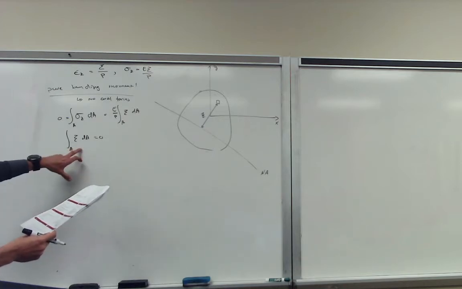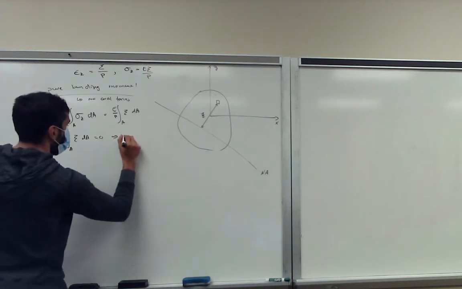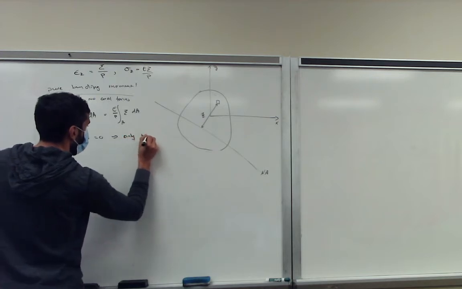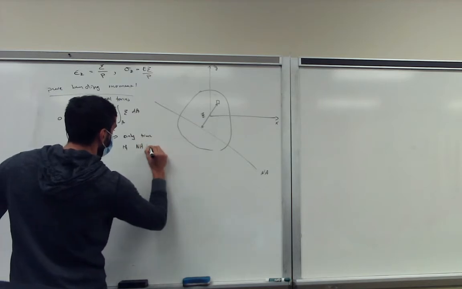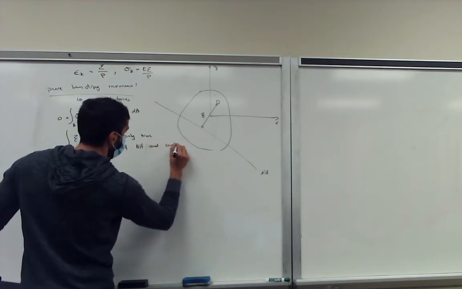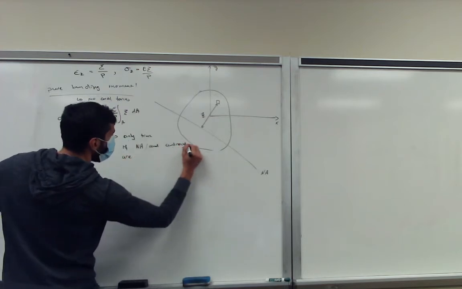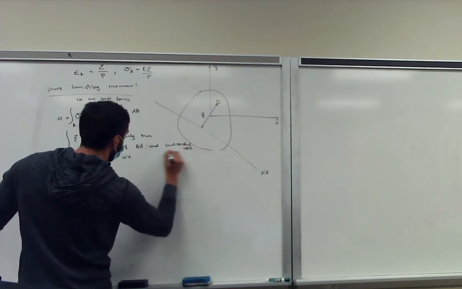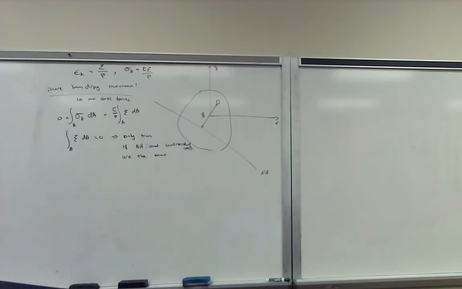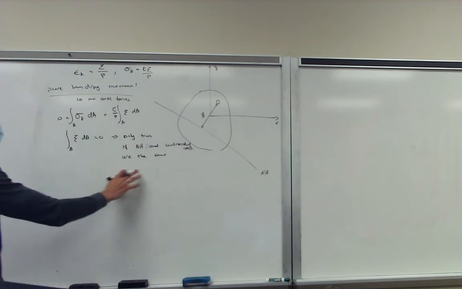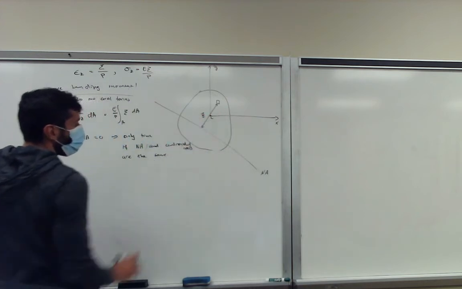And this is only true if our neutral axis and centroid are the same. Centroid axis. This is also your first moment of area, by the way. So this is only true if our centroid here and our neutral axis coincide.